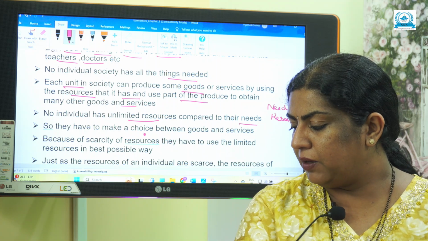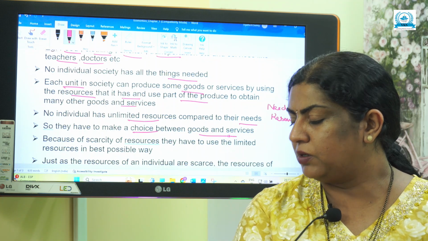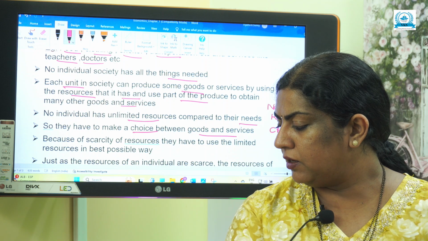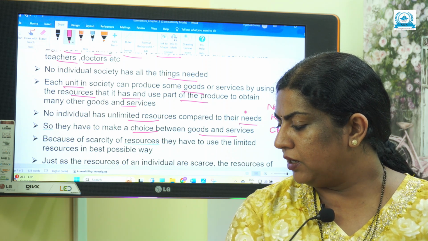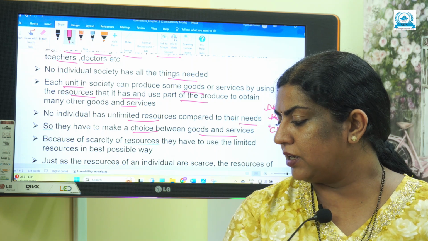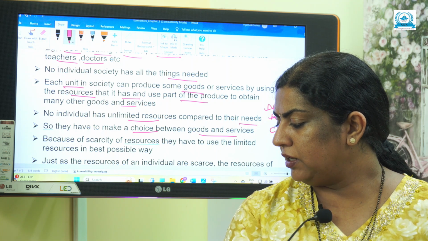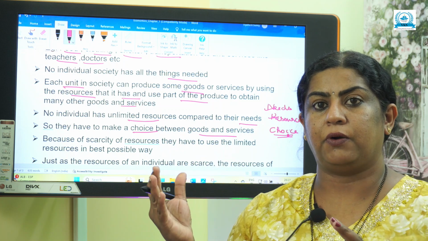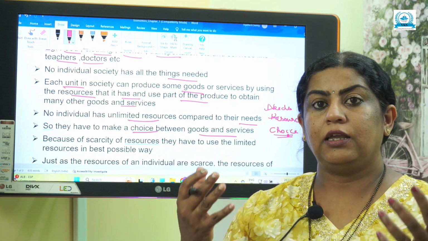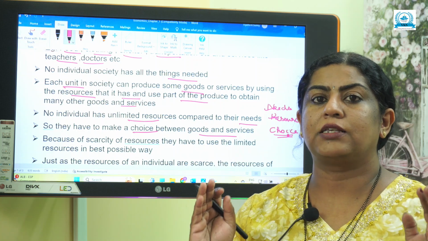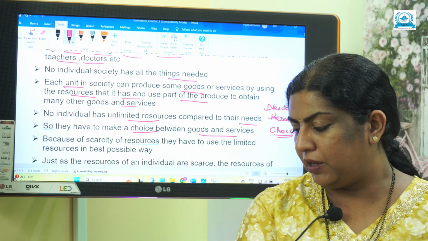So they have to make a choice between goods and services. So what do they have to do? They have to make a choice. Because here we see needs are unlimited, resources are limited. So the final thing is they have to make a choice. Which is more important? Which is the thing which the person needs in an emergency? That choice every individual has to make.